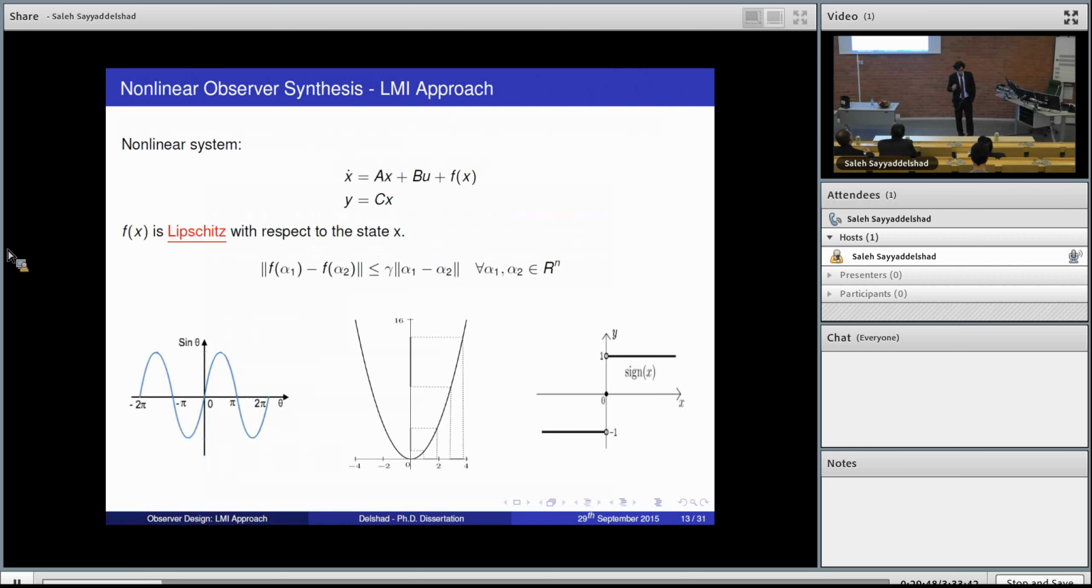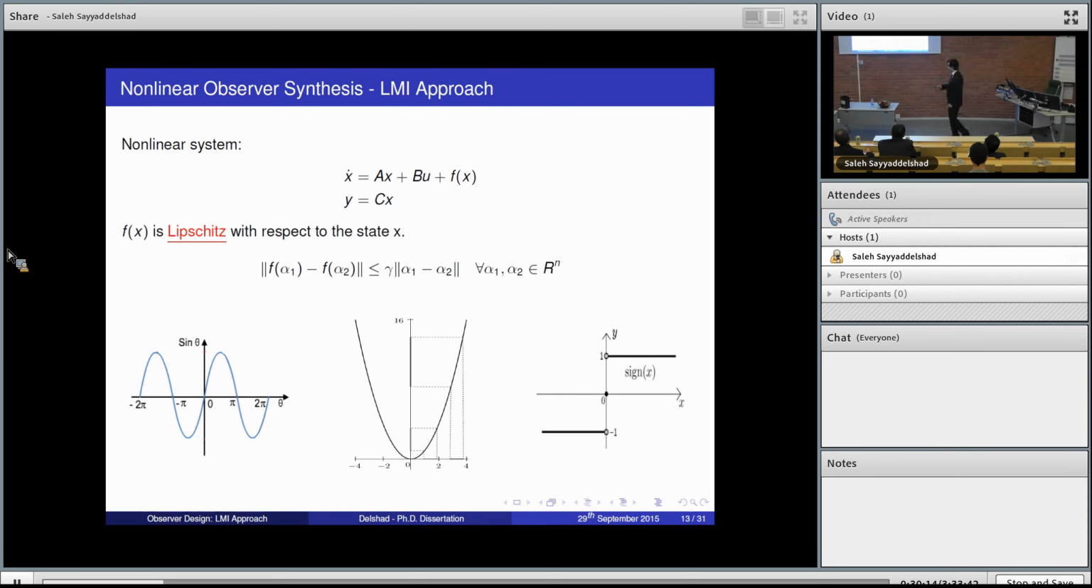So up to now we talked about the linear system. So let's talk about the nonlinear observer and how we can design a nonlinear observer with the LMI approach. So think about the nonlinear system. As Sophie said, that Lipschitz function, this kind of nonlinearity should satisfy this inequality.